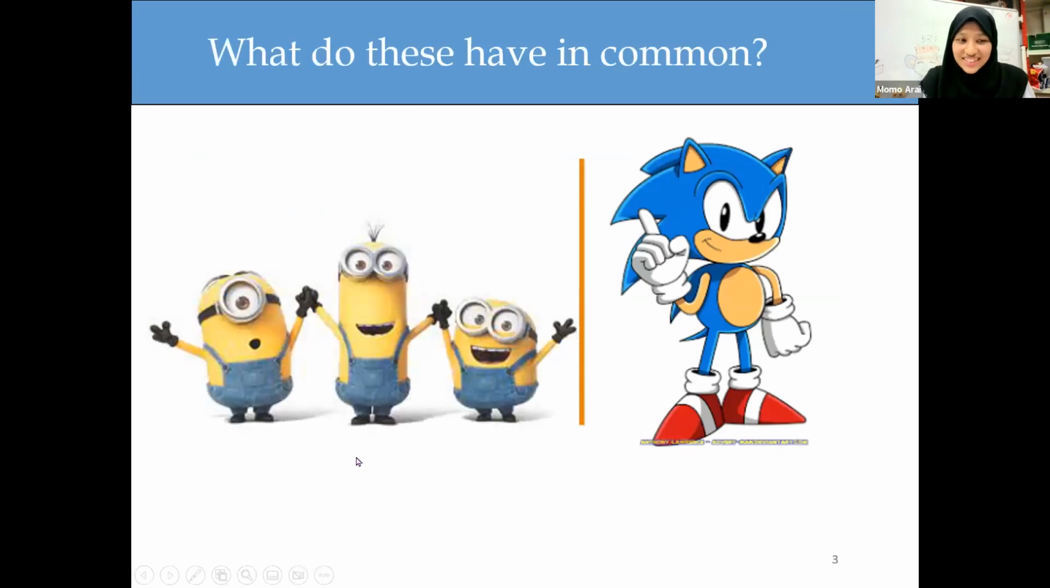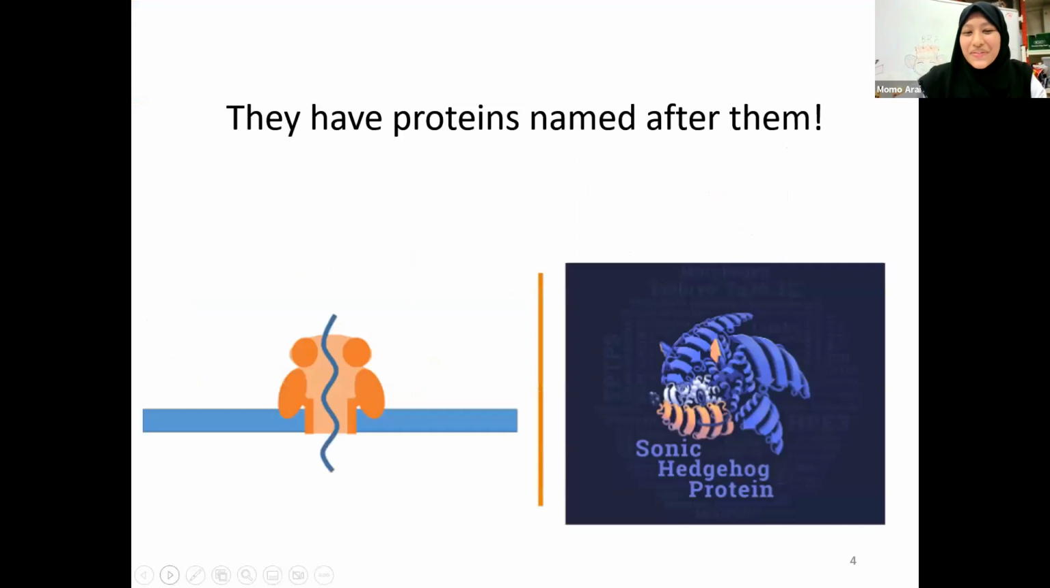Okay, so before I begin, what do these have in common? Can anyone tell me? Anything, it's fine. Yeah, that's true. But since I'm giving a lecture on protein synthesis, they're cartoons, they're energy. Okay, surprisingly, they have proteins named after them in our bodies. But I liked all your answers. They're really good. They're all correct.